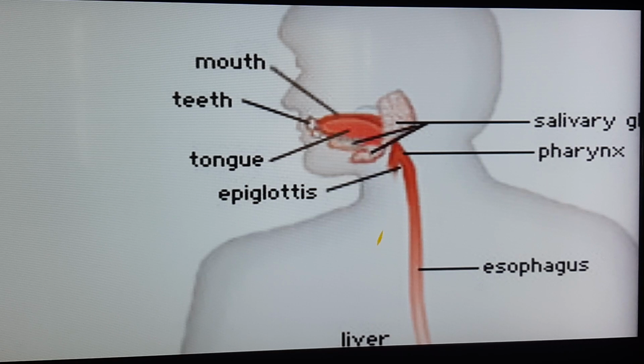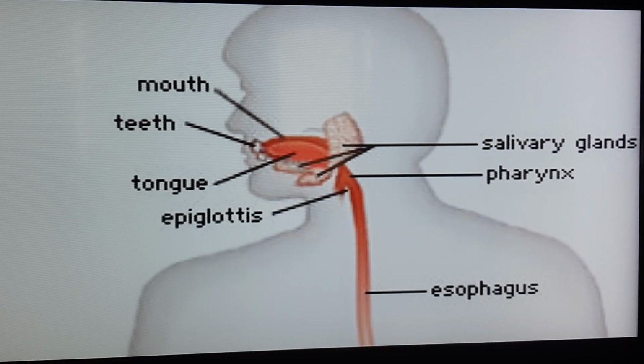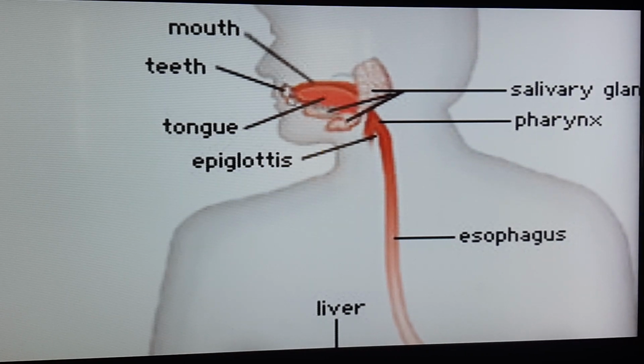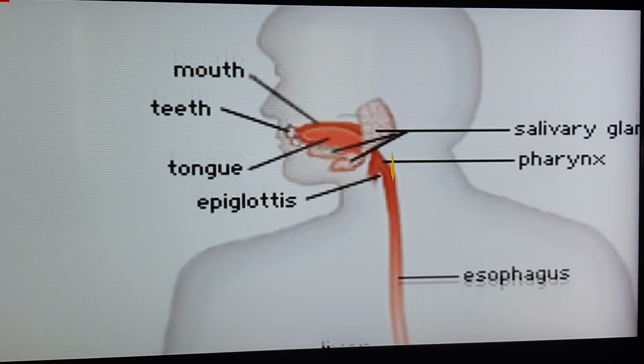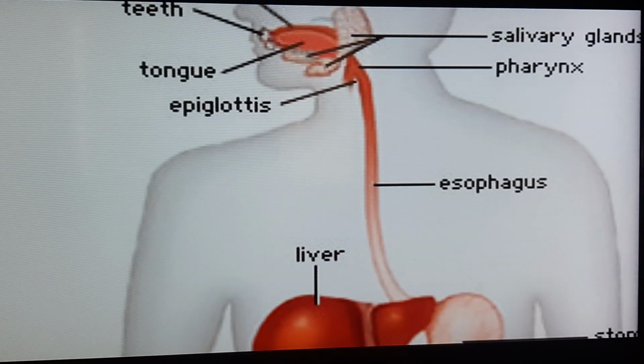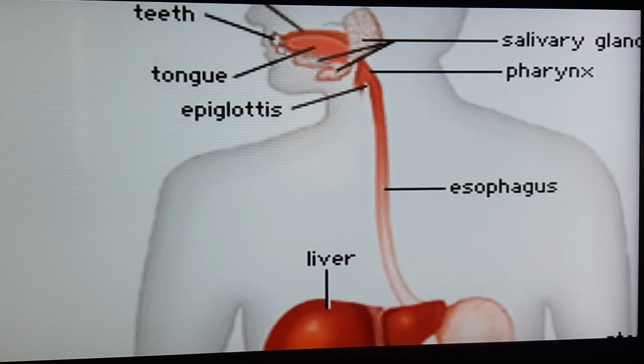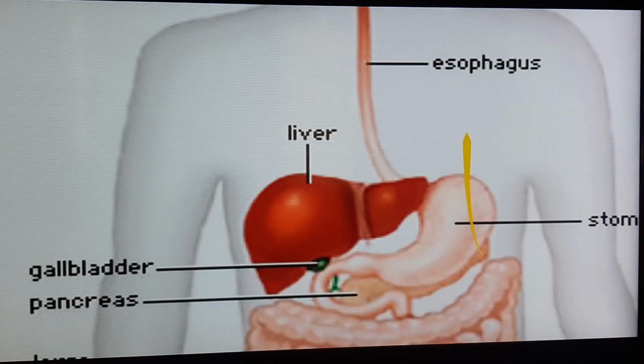This is the mouth part. This is the mouth. Then if you see this pipe, this mouth is called the buccal cavity. Then this pipe is called the esophagus. The spelling will start from here, O. Esophagus means food pipe.